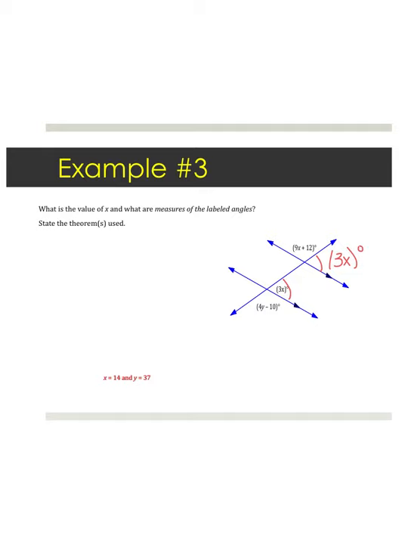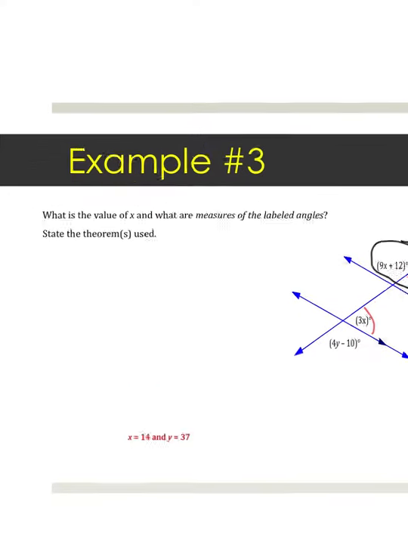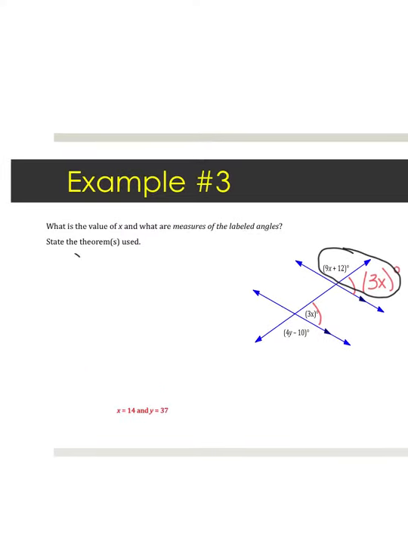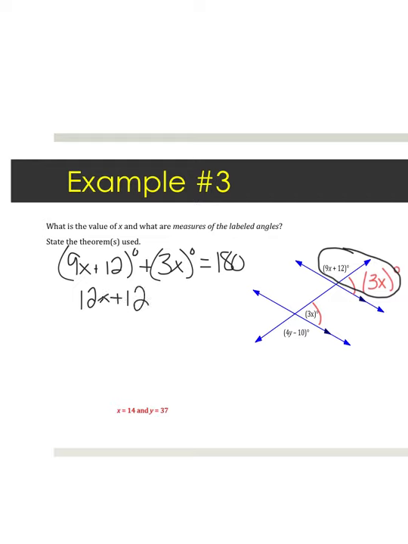So what I could do is write an equation using these two angles. So I can write 9x plus 12 plus 3x is going to equal 180. I'm going to clean up the left side here. I get 12x plus 12 equals 180. So 12x is going to equal 168. X is going to equal 14.